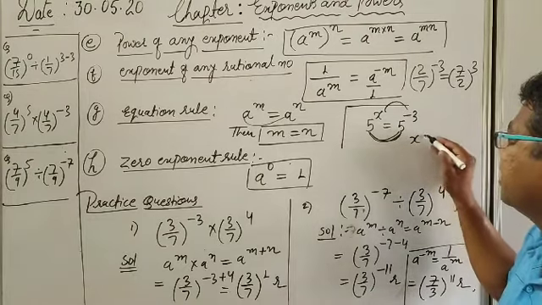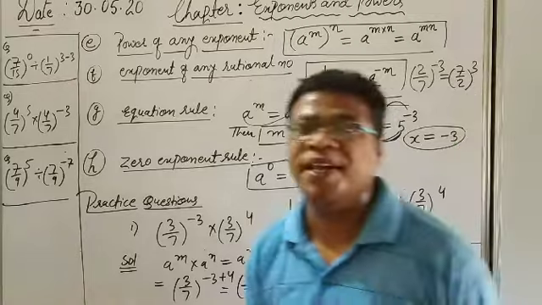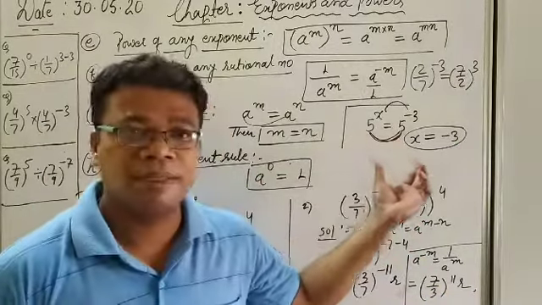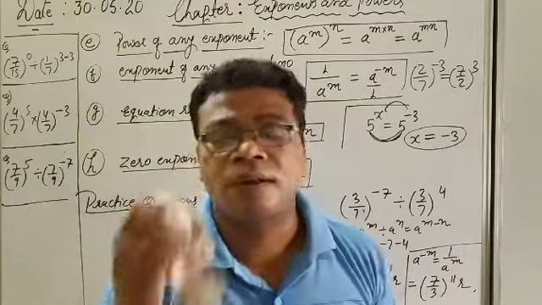So it indicates that x should be equal to minus 3. The value of x we can identify directly by the comparison of the bases, by the comparison of the powers. Okay, so this is the rule.